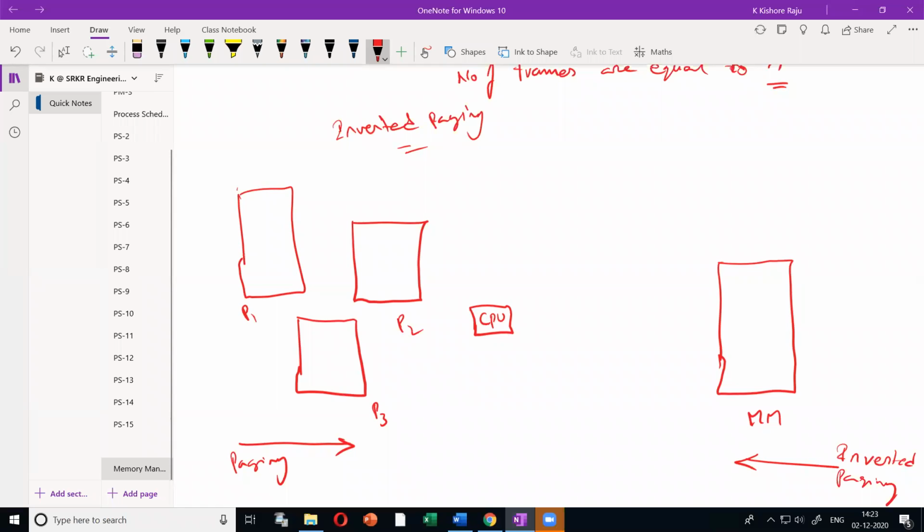Inverted paging: the operating system will decide the frame size first. So instead of page size, the operating system will decide the frame size first. Then with that size, the operating system will divide the main memory into frames. So this is F0, F1, F2 and so on, Fn.